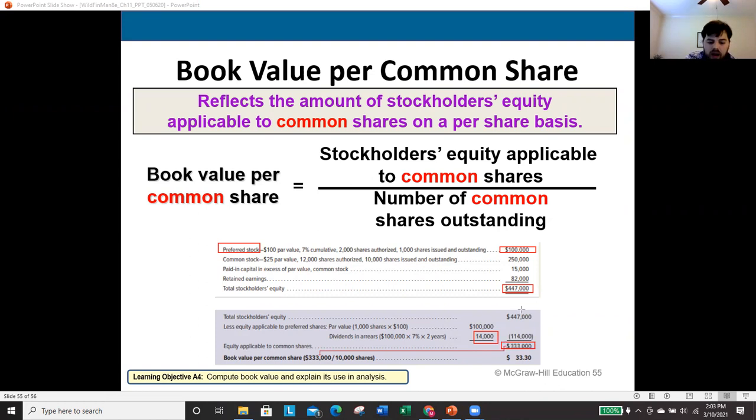I'll now need to divide this by my number of common shares outstanding, which in this case they told me was 10,000 shares. And of course, we can see that right here, my 10,000 shares issued and outstanding. So very good. Now, in this case, that gives me my book value per common share of $333,000 divided by 10,000, or $33.30 per share. Very good.